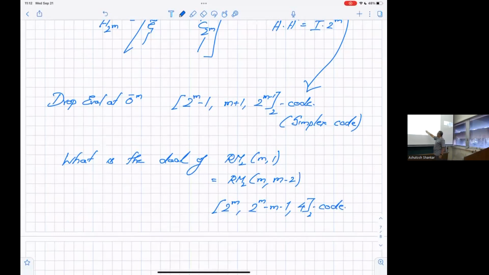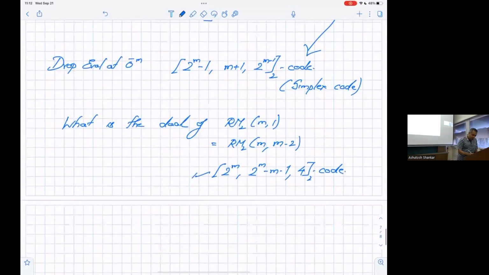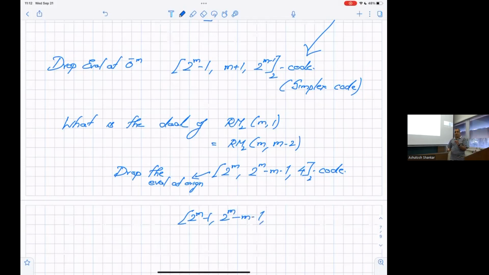So this is almost a Hamming code, except you drop the evaluation at the origin. If you drop the evaluation at the origin, you're going to get 2 power m minus 1. This dropping actually affects the distance. The distance drops by 1. In fact, this is one of the problems we studied, that if we drop a coordinate the distance might drop, and that is what we studied as the Hamming code.